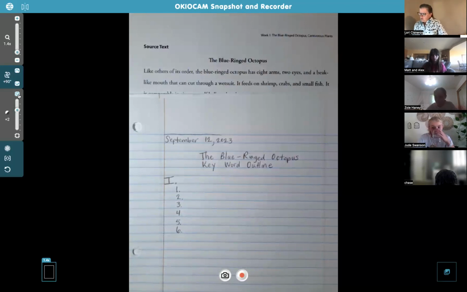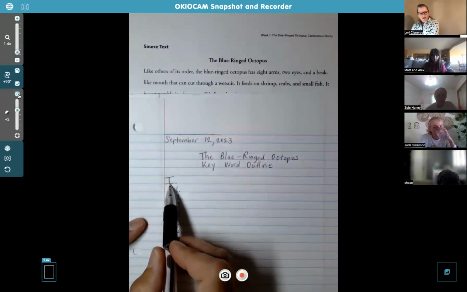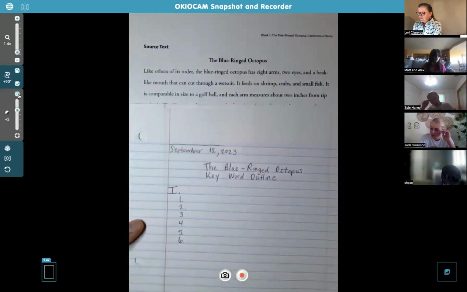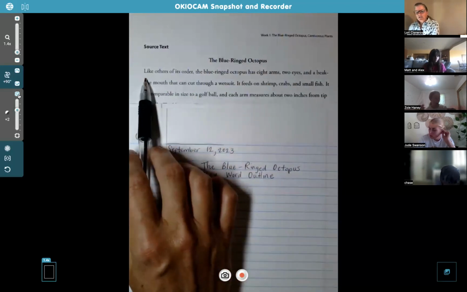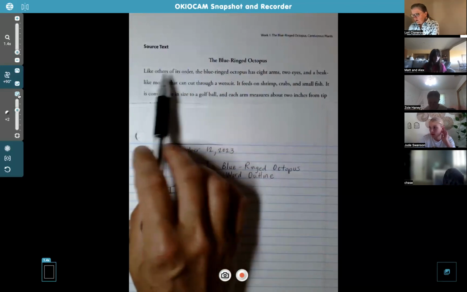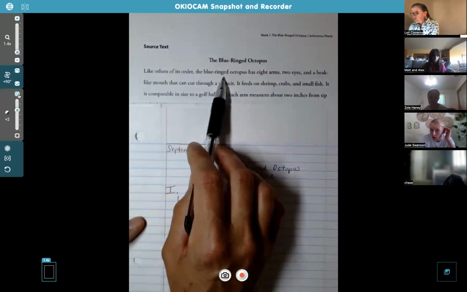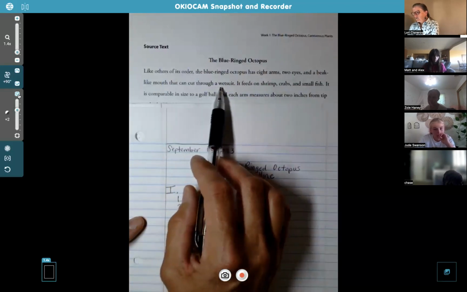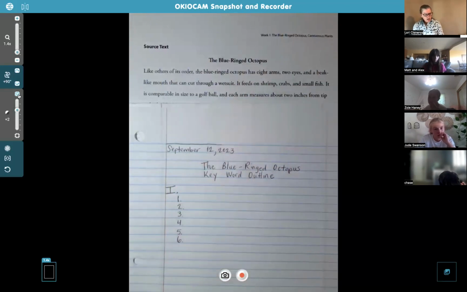Now, Roman numeral 1 represents the first sentence. And I'm doing this really slow today because it's your first time with an outline. I know Chase has done it before, but this is good practice for you to get used to how to do this. So I'm going to look at the very first sentence here, and it says, like I already read, like others of its order, the blue-ringed octopus has 8 arms, 2 eyes, and a beak-like mouth that can cut through a wetsuit. We can only use 3 keywords.